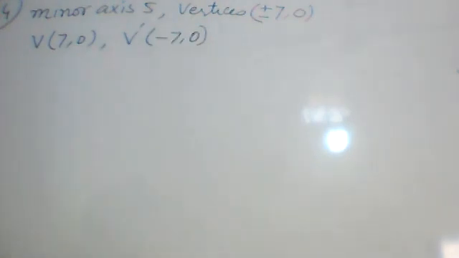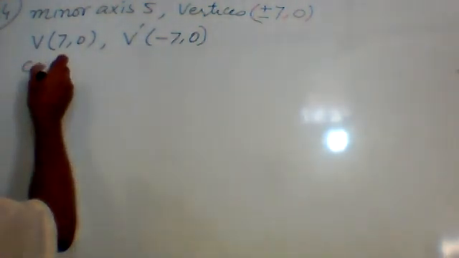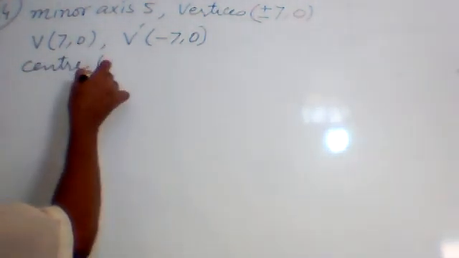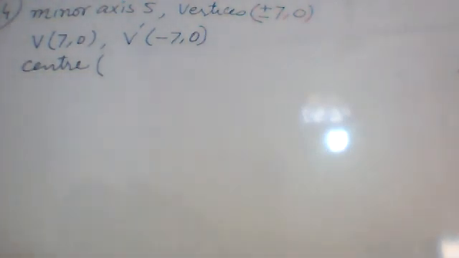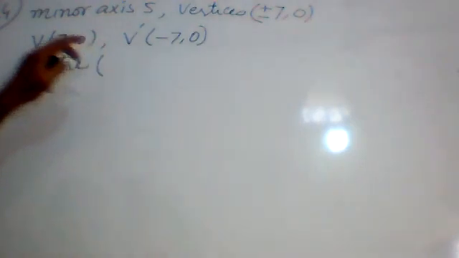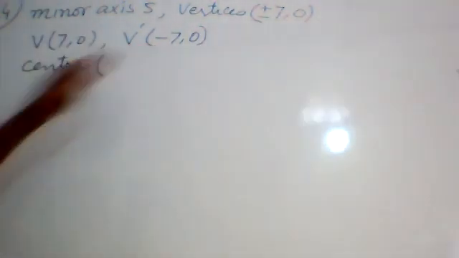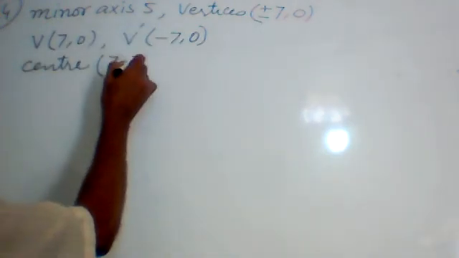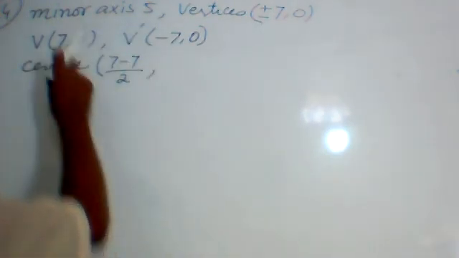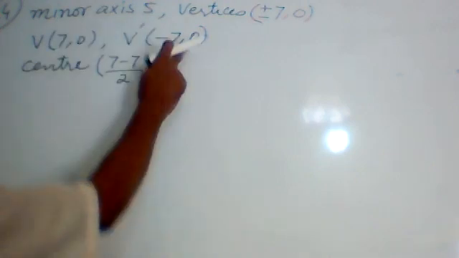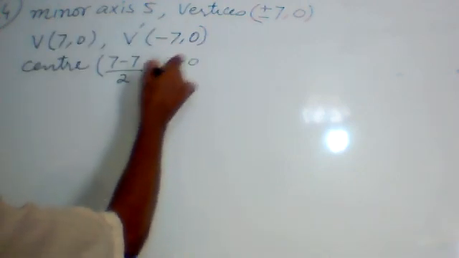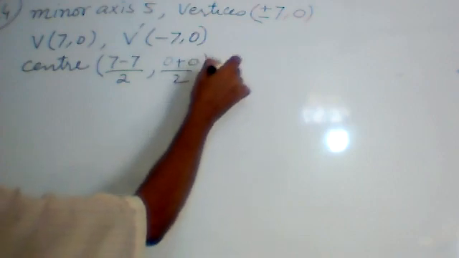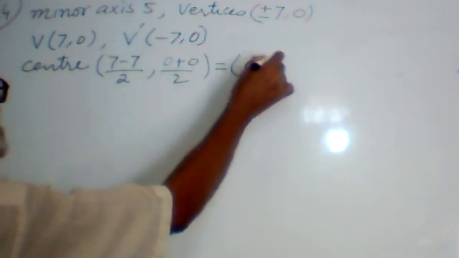First of all, we'll find the center. The center will be the midpoint of the vertices: (x1 plus x2) upon 2, and (y1 plus y2) upon 2. It will become (0, 0). This is the center.